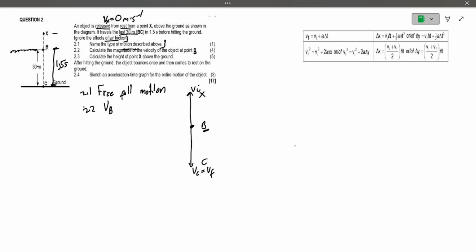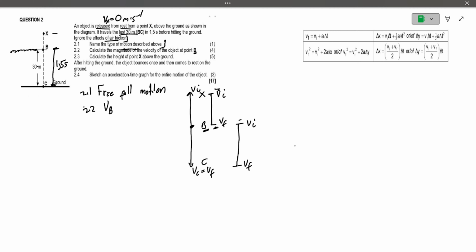What we can do is divide the motion into parts. Say from X to B: the velocity at X will be the initial velocity, and the velocity at B will be the final velocity in this section of motion. And then we can also use the section from B to C, where the velocity at B will be the initial velocity, and the velocity at C will be the final velocity.